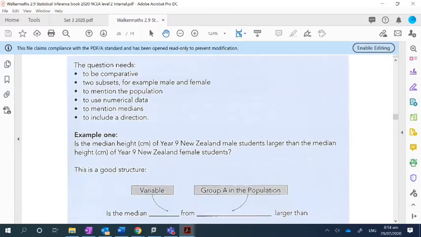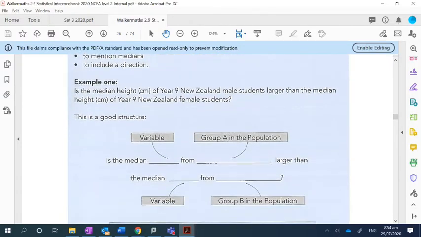Now, it's good structure because you have your variable. Variable just means what changes. What do you think is the variable there? The heights, right? What changes between you and your friend in this question? It's certainly not the female part, but the height, right? Okay. Which group? Male students in Year 9, male students in New Zealand, right? It mentions the median in both of them, then the variable and group B of the population.